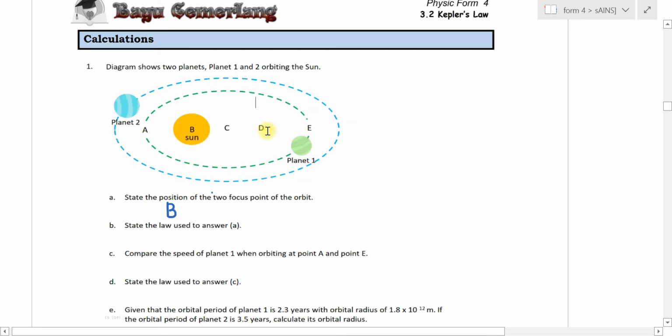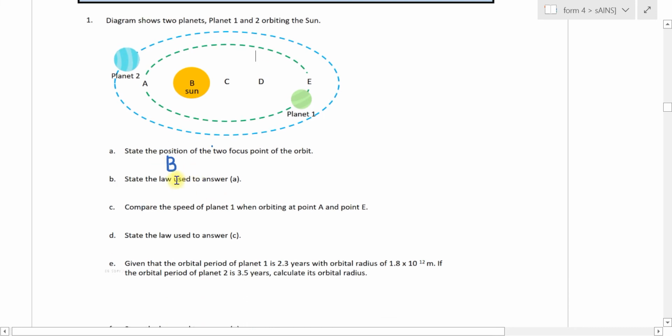Okay, so I just put B first. Another position, let us see why they asking another position. Why I tell B? Because Sun always the focus, right? So kita guna law apa? Kepler's first law.